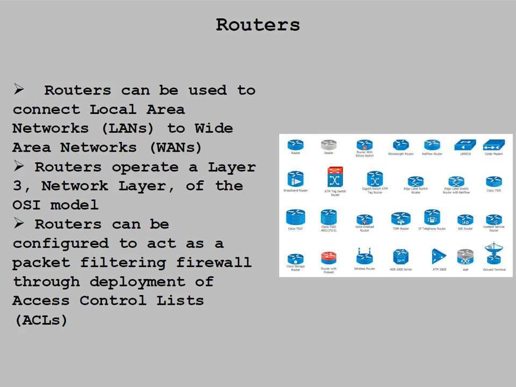Now we're getting up into the network layer. So typically when you hear of a router, you'll hear it being layer 3 of the OSI model, and layer 3 being the network layer. So they can be configured in a bunch of different ways. One way is what's called an access control list.